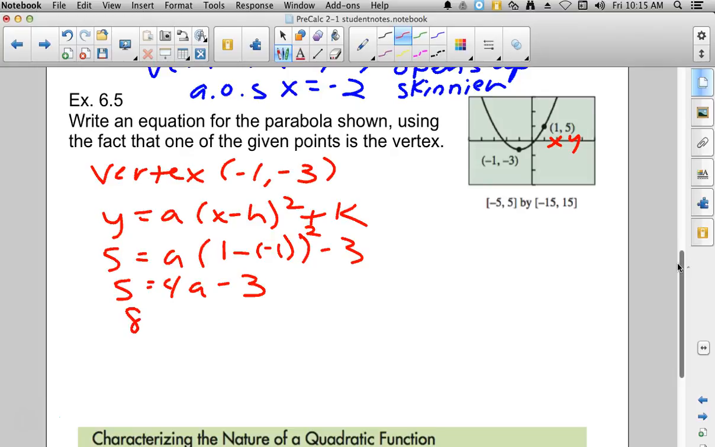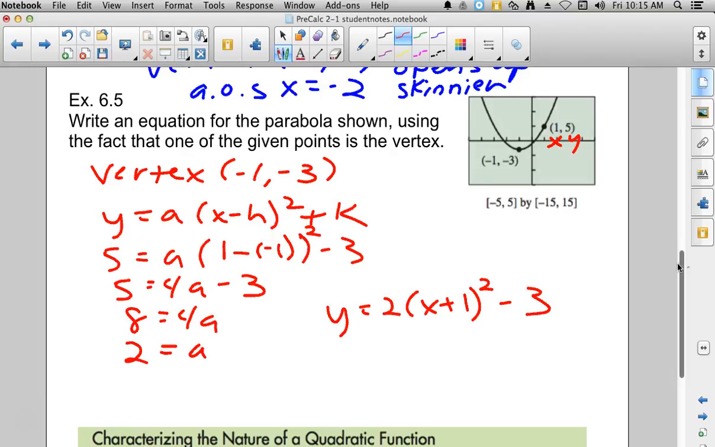We'd add 3 to both sides. We would divide by 4. And now we can write it. We have a, we have h, and we have k. So y equals 2 times (x plus 1) squared minus 3. And we got it. It's not a big deal. Did that make sense? Yeah.